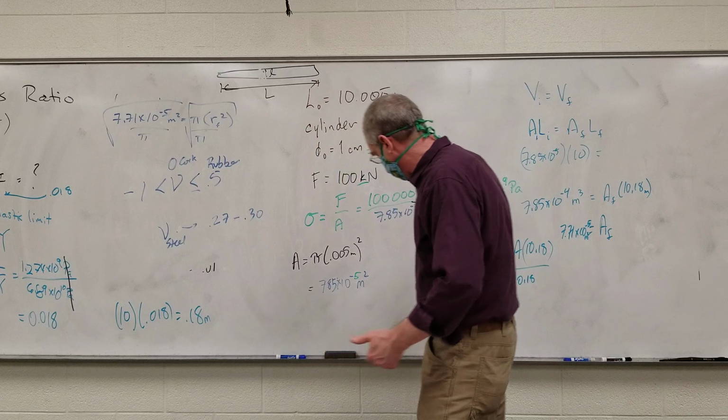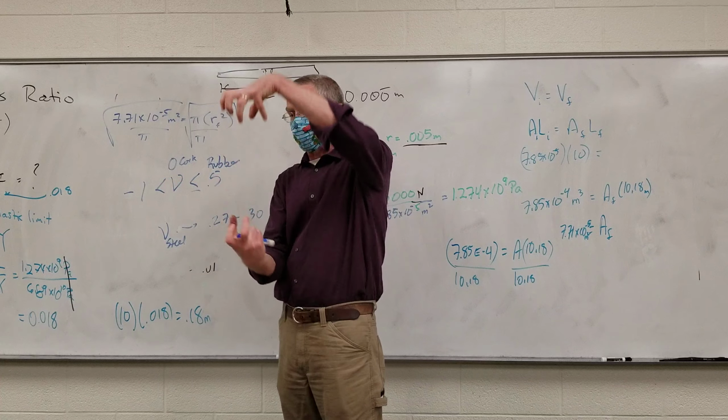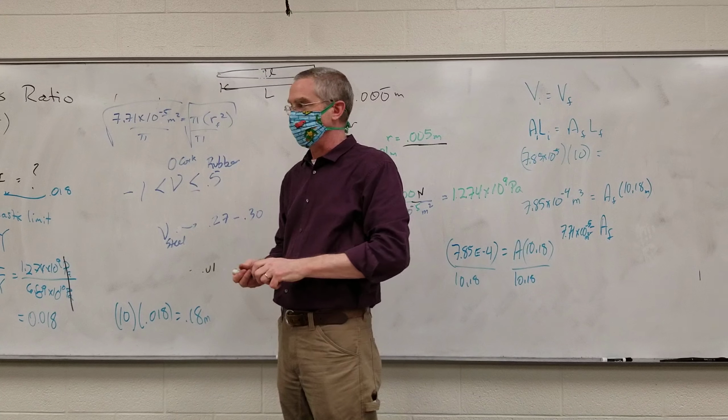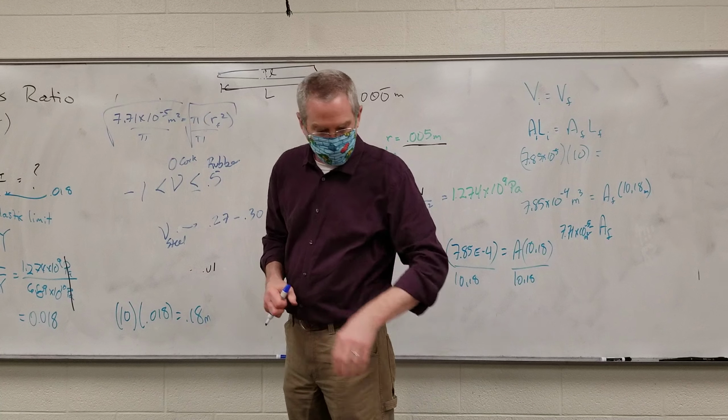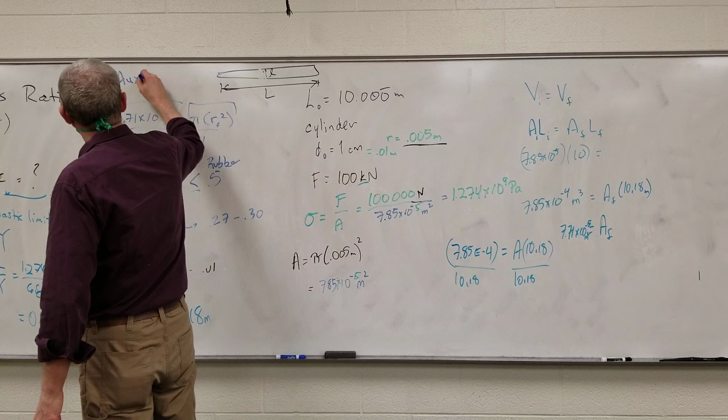And I do want to make a comment on the negative, that there are some materials that as you pull on it, they actually get bigger in the middle, and that would give you a negative Poisson ratio. The name for this is auxetic material, A-U-X-E-T-I-C.